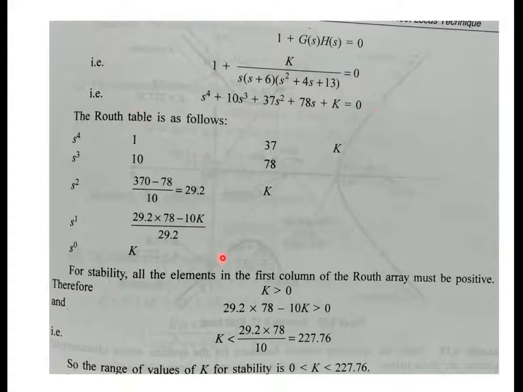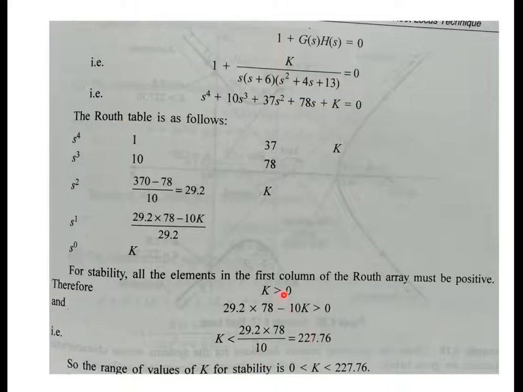From this you can form the Routh table and find the point of intersection of the root locus on the j omega axis. So here when you do this, you will get the values like k, and here it is 29.2 into 78 minus 10k. So here, for the system to be stable, all the elements in the first column of the Routh array must be positive, so k should be greater than 0, and this term also should be greater than 0.